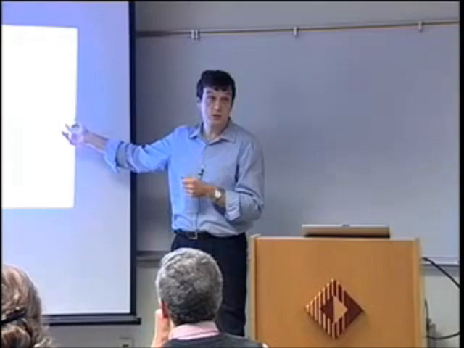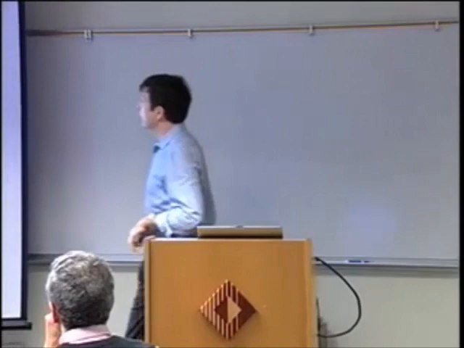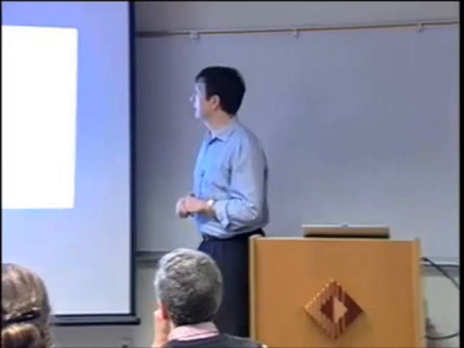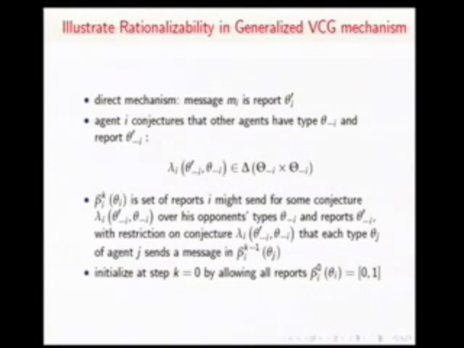So in the general BCG direct mechanism, a message is simply a report that an agent makes, truthful or not. And a conjecture is then simply a probability distribution over the reports that the other agents may make, as a function of the types they are going to be. And we could simply say, in this iterative process, in round k, let's call beta_i^k those messages of agent i with a particular pair of types theta_i that are rationalizable in the sense that there exists some conjecture that agent i has about the opponents' types as well as reports, subject to the restriction that these reports are still conceivable, that is, have not been eliminated in the process before, and then iterate this procedure.